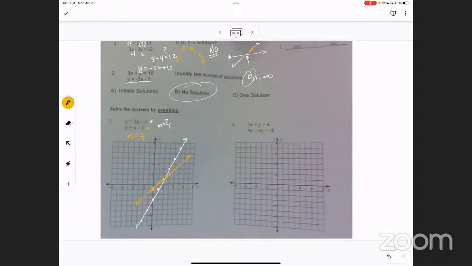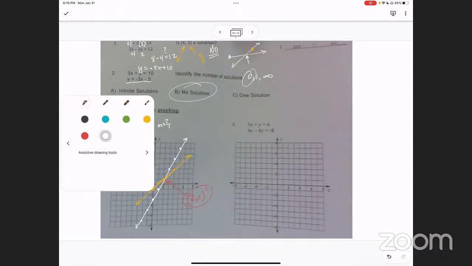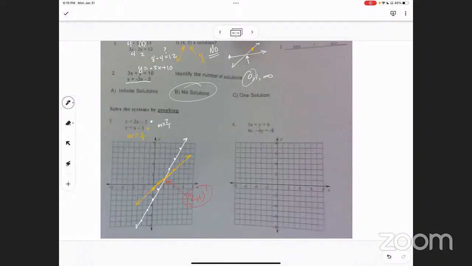I didn't draw that great, but yes, you're right. They're going to intersect at 2, 1. Okay. 2, 1. So that's your solution. Good. Now, what's the best way to graph these equations over here?